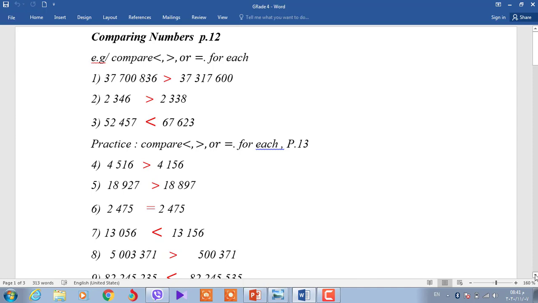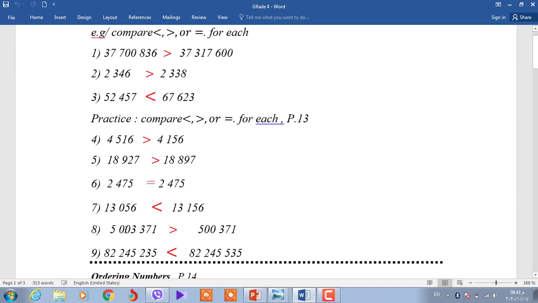In practice 8 we have 5,500,000, and this one is 5 million, so this one is greater. We have 5 million is greater than 500,000.